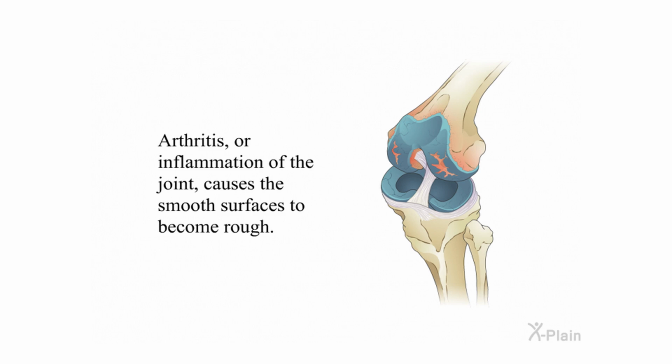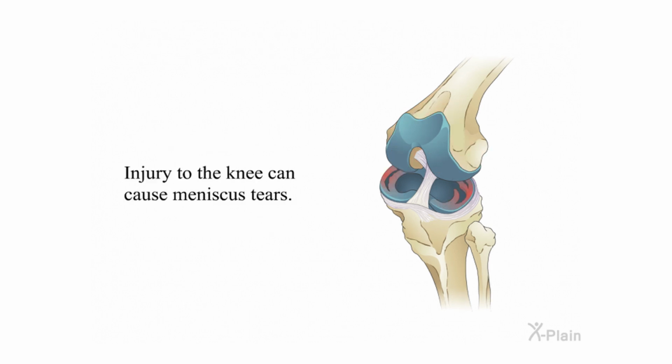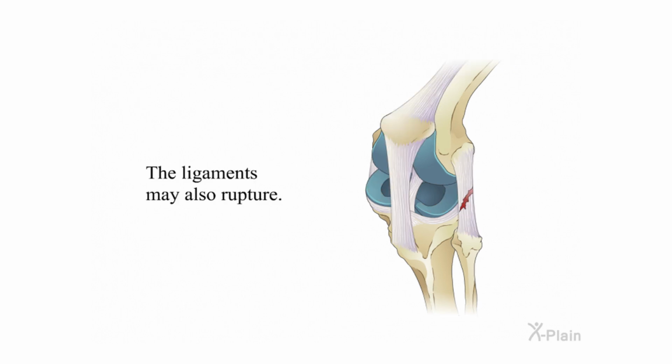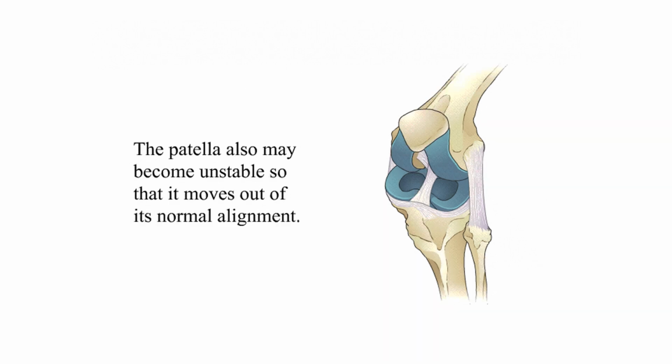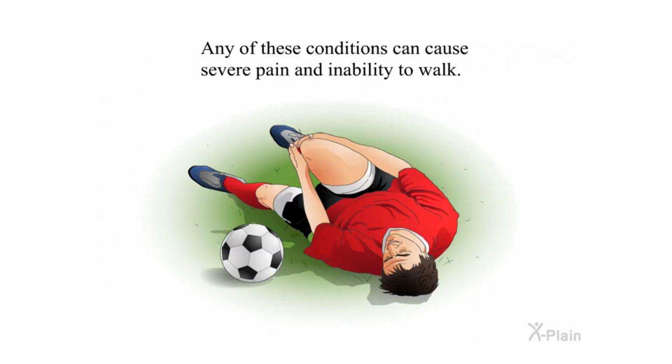Symptoms and their causes. Arthritis, or inflammation of the joint, causes the smooth surfaces to become rough. Injury to the knee can cause meniscus tears. The ligaments may also rupture. The patella also may become unstable so that it moves out of its normal alignment. Any of these conditions can cause severe pain and inability to walk.